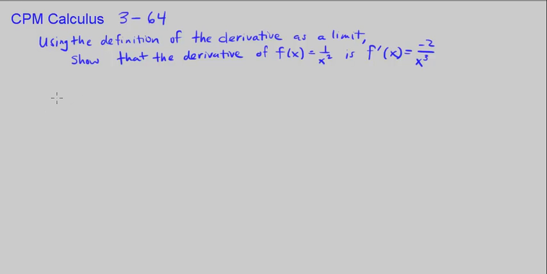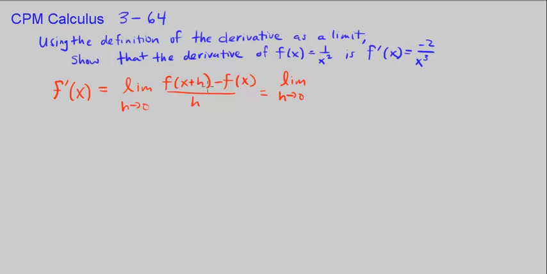Okay, so we're going to show that f prime of x, we know, is the limit as h approaches 0 of f of x plus h minus f of x divided by h, right? So let's continue to solve this algebraically. Here's our f of x, so we plug in x plus h. It's going to be 1 over x plus h squared minus f of x, well, that's just 1 over x squared, all divided by h, right?